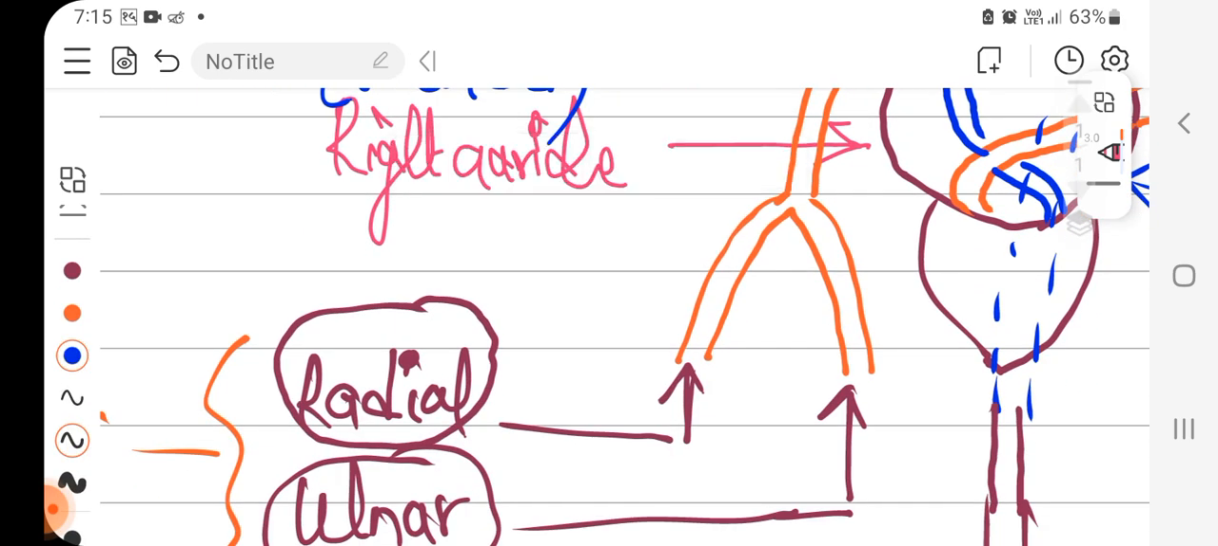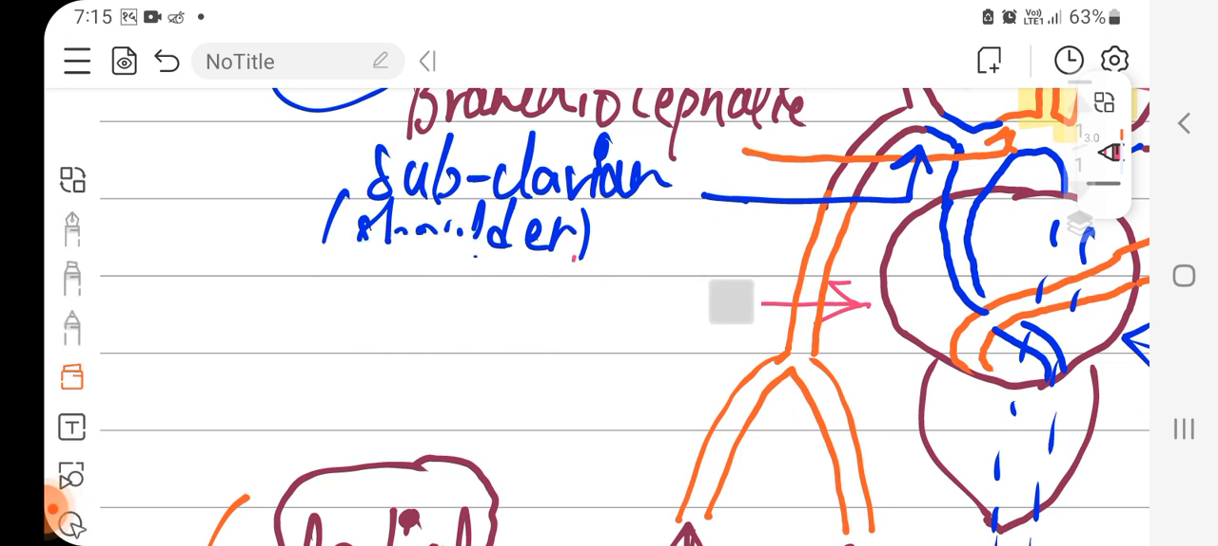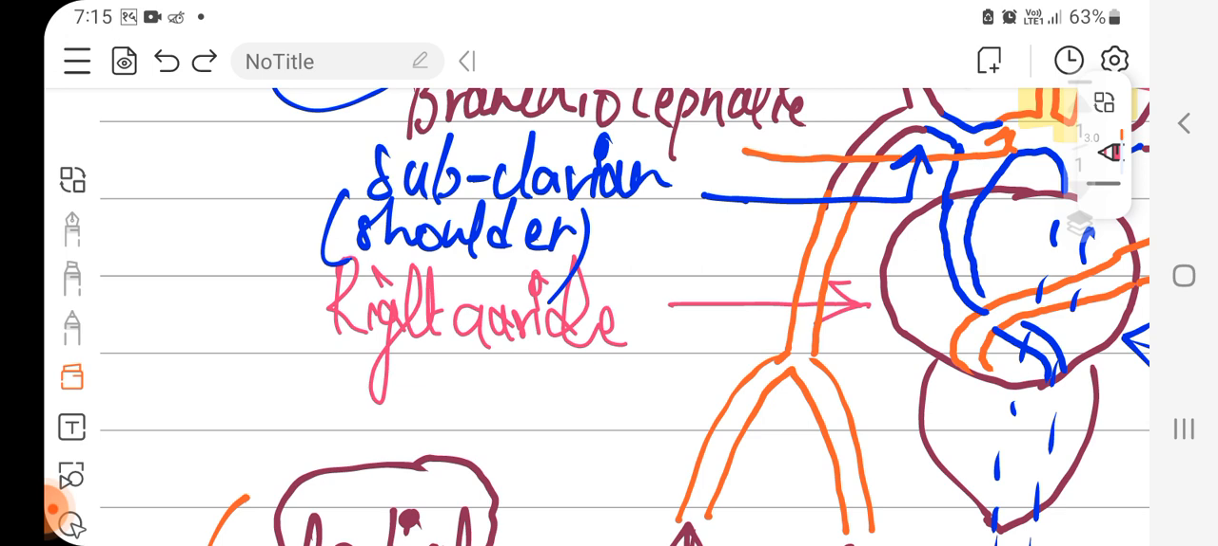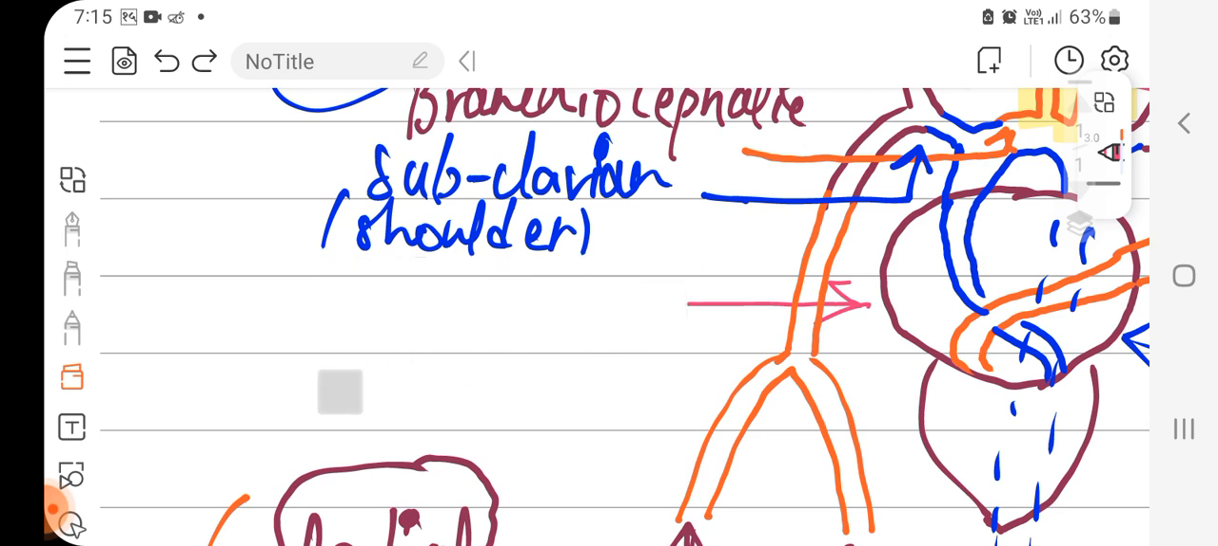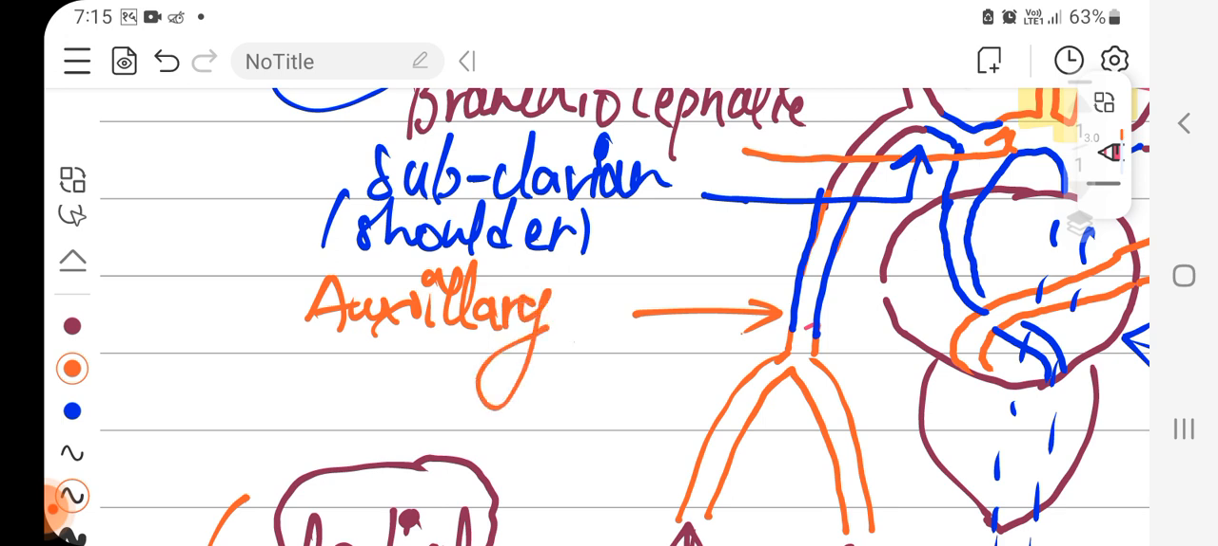Likewise, this part, let me erase this right auricle. This is not so important. This is not too much important. And this elongating part is known as what? It is known as the axillary artery. This was the main important one.